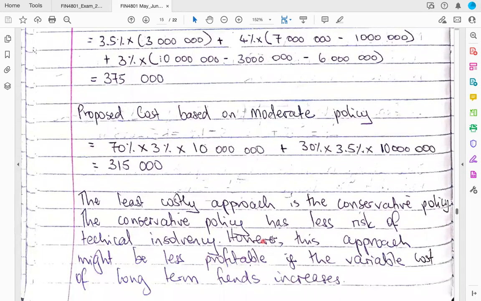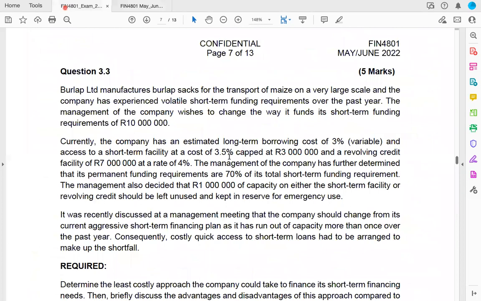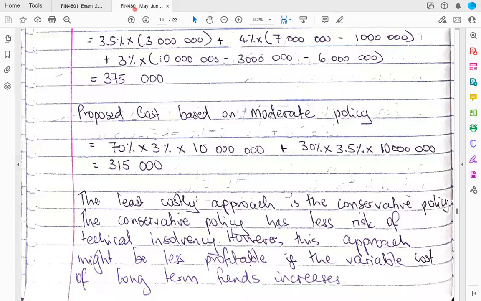However, this approach might be less profitable if the variable cost on the long-term funds increases. Please note, the variable cost on the long-term funds is currently 3%. So this approach has benefits in that there's less risk that we'll run out of funds, but there's always a risk that this variable percentage of 3% could change, it could go up. And if it goes up, it could negatively affect our profitability.